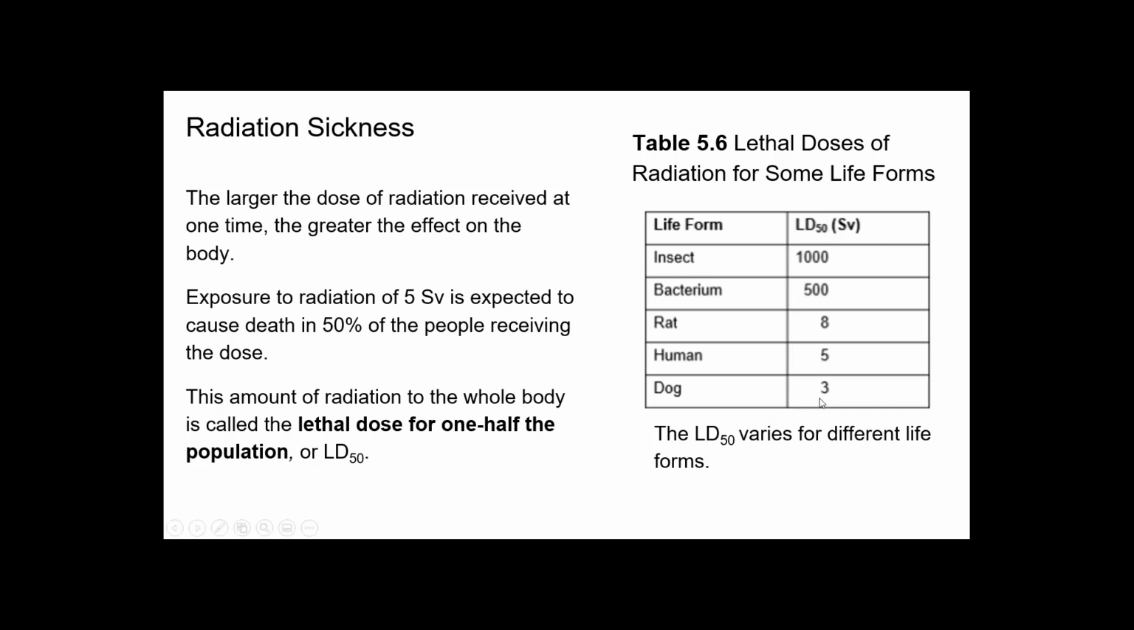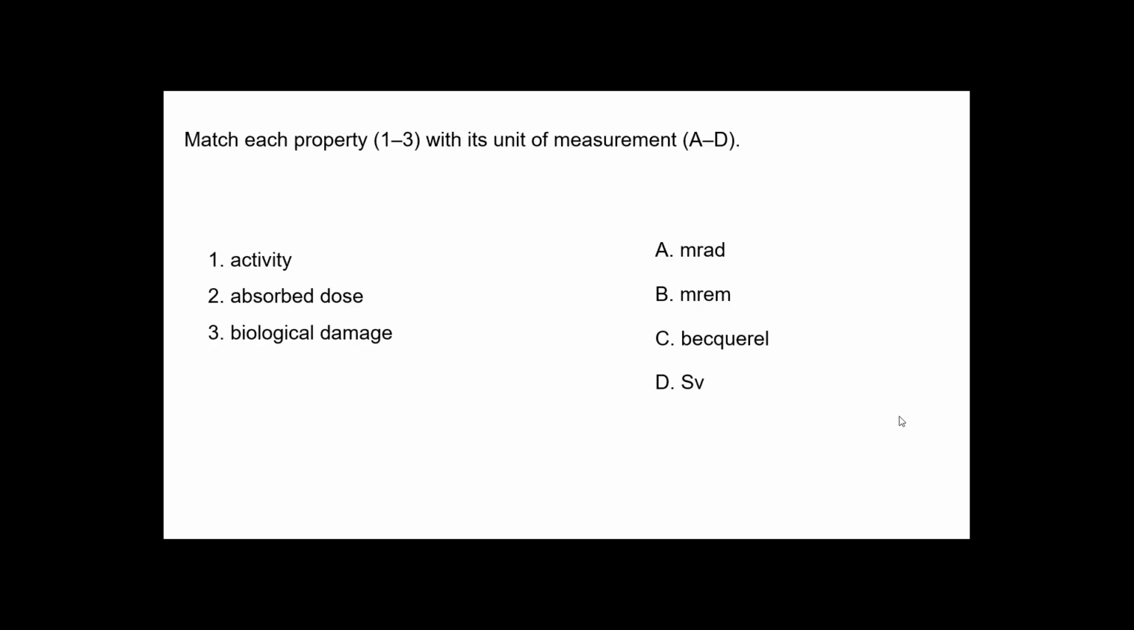So LD50 tells you these values. If you're given these values, they expect half the population given that dose to die. It doesn't say how much of the population, but whatever it is, if you give, for instance, 5 sieverts to 6 people, they expect 3 of them to die. So that's the LD50 of it.